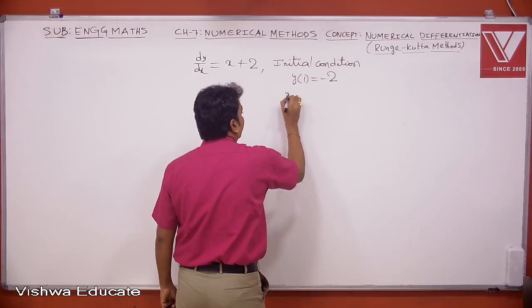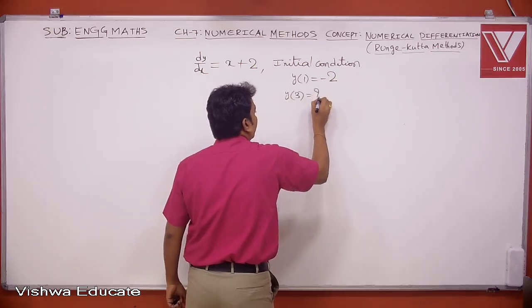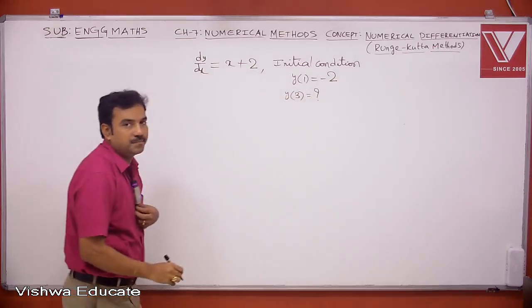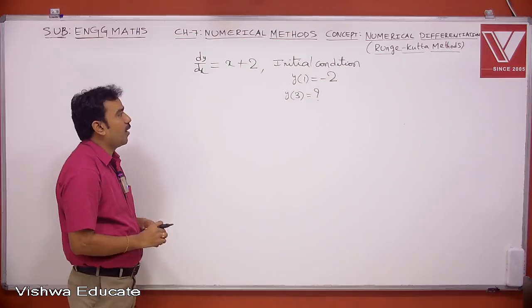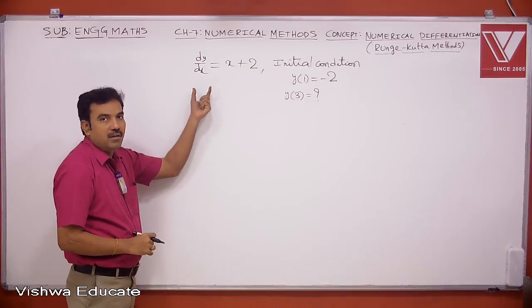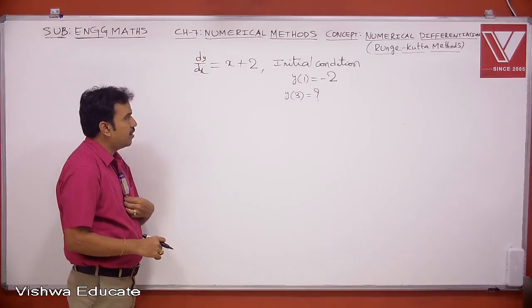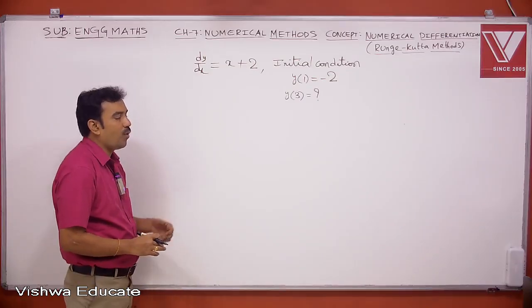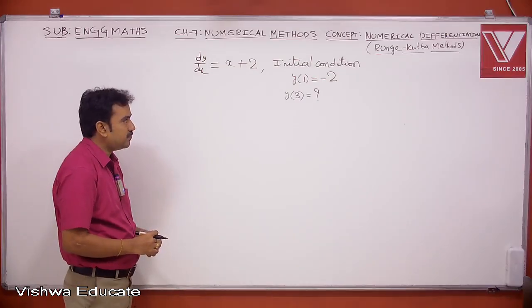Then I may ask you, what is the value of y of 3? Suppose the question is like this. Dy by dx equal to x plus 2. It is a first order first degree differential equation. My initial condition is y of 1 equal to minus 2. So I need to find y of 3.